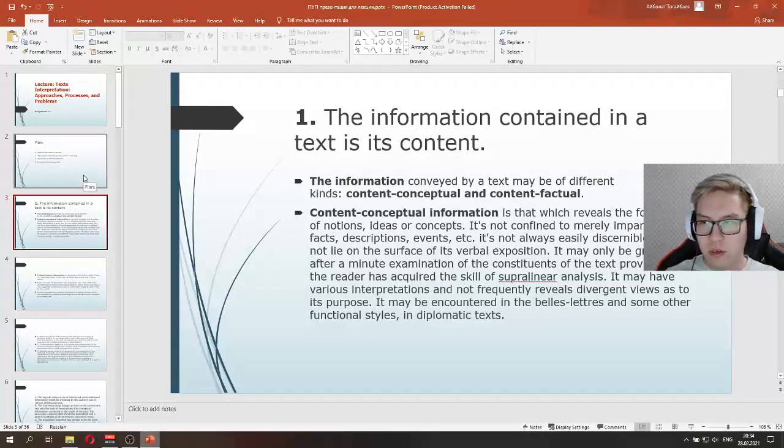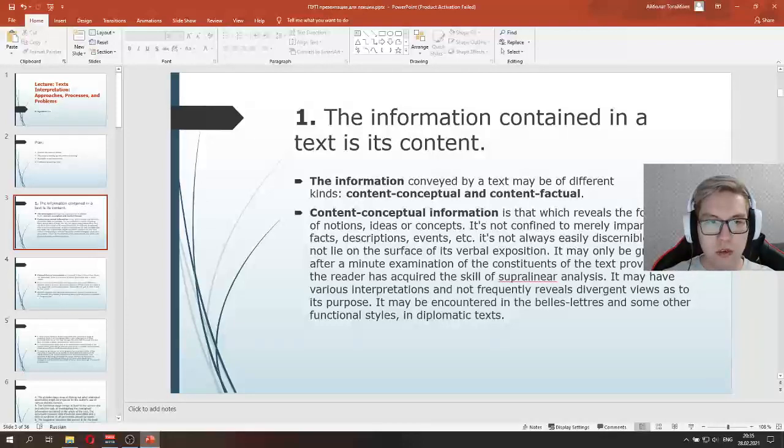Now, let's start with topic number one. The information contained in a text is its content. The information conveyed by a text may be of different kinds. Those kinds are content conceptual and content factual. First is content conceptual information. It is that which reveals the formation of notions, ideas, or concepts.